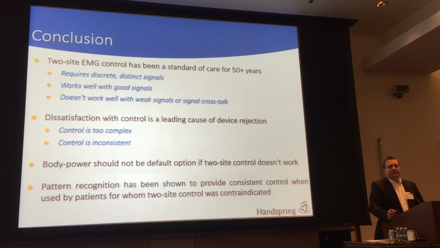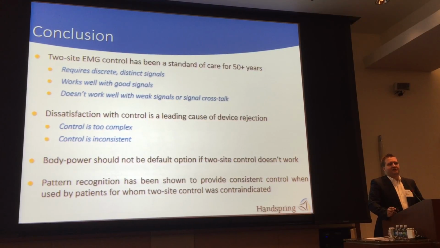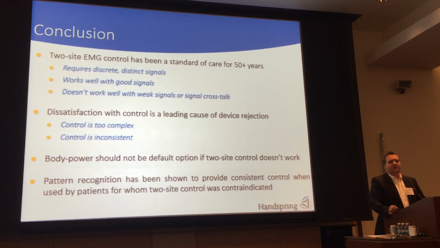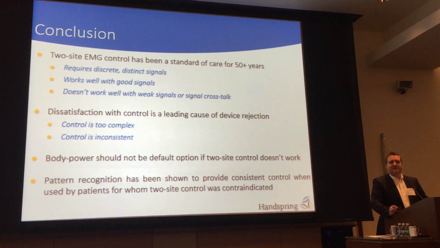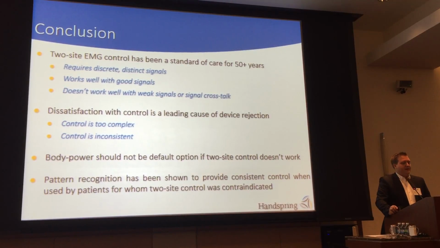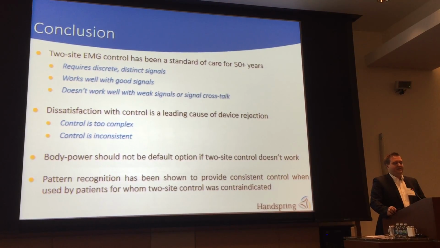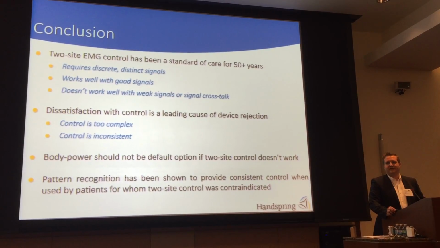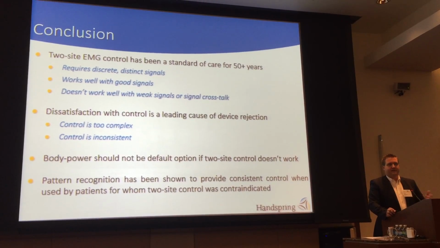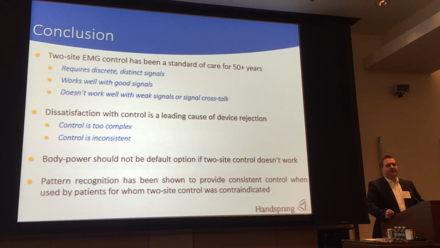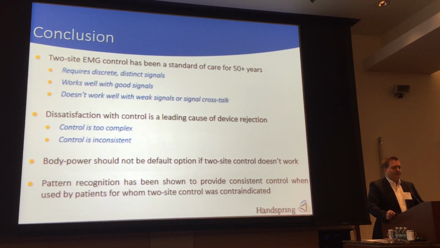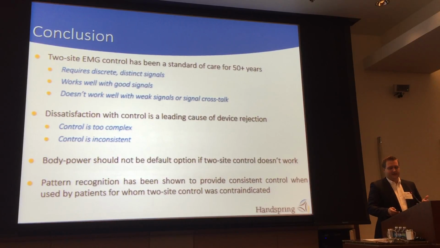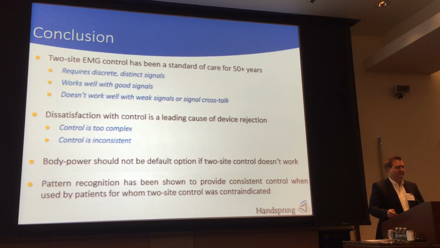So talking again about alternatives to surface EMG, we know that there's switch control or nudge control. Those options do exist, but those do increase complexity and are not quite as intuitive. Body-powered prostheses should not necessarily be the default consideration when two-site control doesn't work. There are alternative options such as nudge control and switch control, but now there is the option of being able to introduce pattern recognition. And pattern recognition has been shown to provide consistent control when used by patients for whom two-site control was contraindicated, as I just showed with this case presentation here.